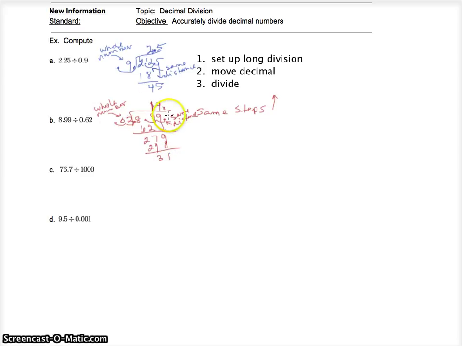62 can't go into 31, but I can add a 0 to the end of my decimal number. Now I have 310, and that works out because 5 times 6 is 30. So it goes in 5 times. So 5 times 2 is 10. Carry my 1, and 5 times 6 is 30, plus 1 is 31. So that turns out to be 0. So my answer is 14.5. Very good.